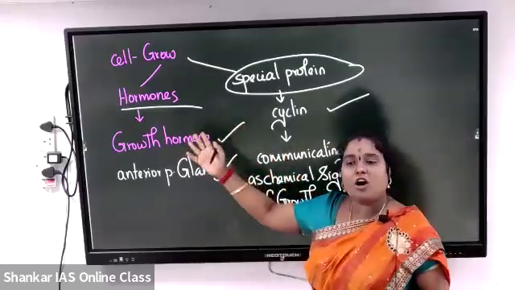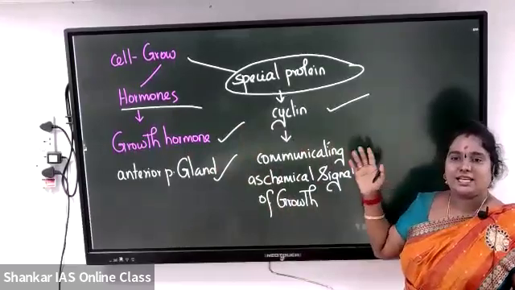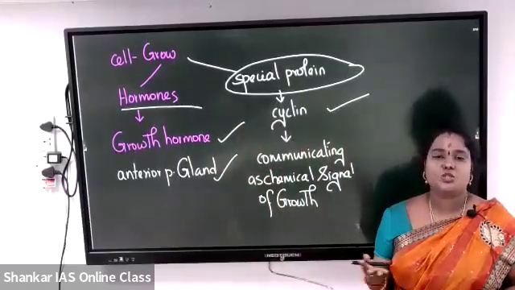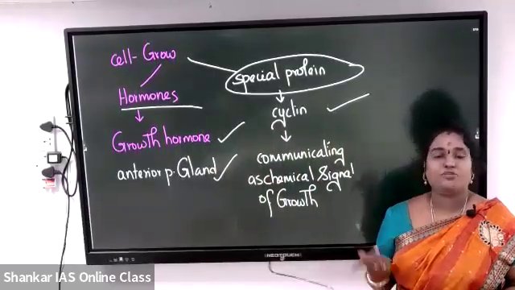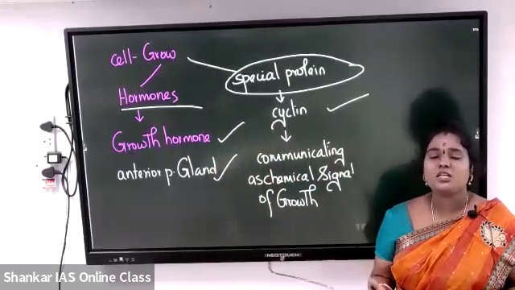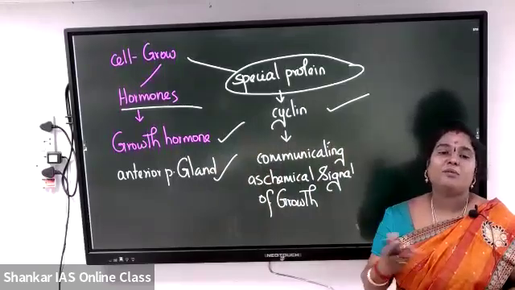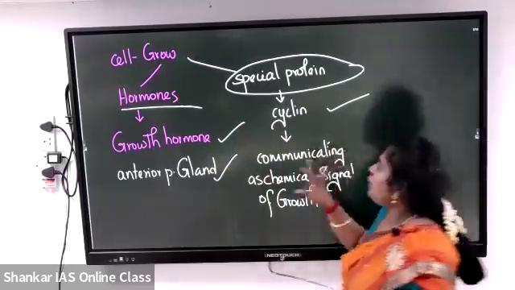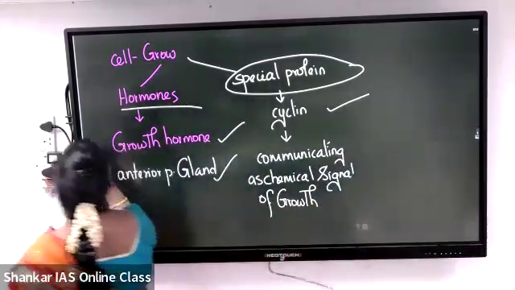One we call hormone, the other we call cyclin. The cyclins are nothing but chemical signals. They communicate to the matured cells to undergo a process of growth. And the hormones create a hormonal effect from the anterior part of the pituitary gland to produce a growth hormone. So because of these two things, the growth takes place.